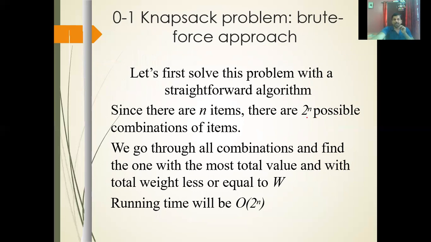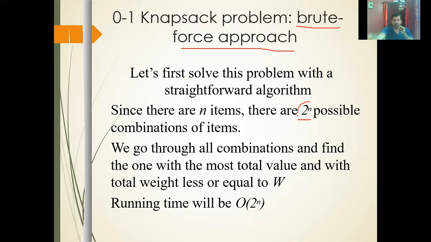Suppose you try to address this problem using a brute force approach. I think you are all familiar with the brute force concept. There is no strategy in the brute force approach; somehow I am supposed to find the solution for the given problem. Let's first solve this problem with a straightforward algorithm, the brute force approach. For n items, I have 2 to the power of n possible combinations of items. All possible combinations of items we are supposed to consider, right?